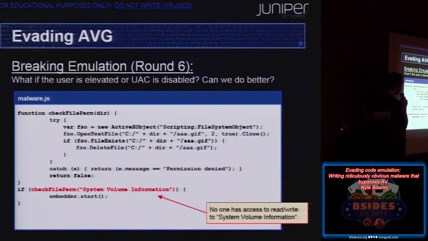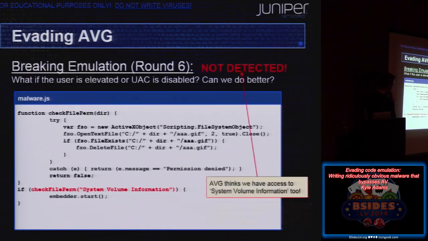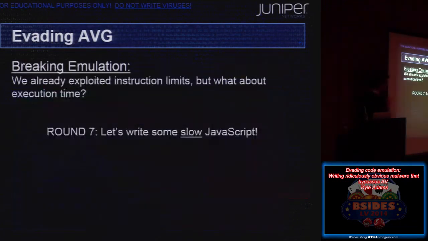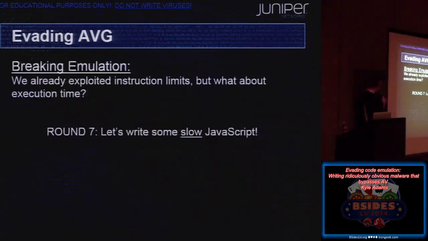So all I'm going to do here is just try to write a file to System Volume Information. And again, we expect a permission denied error. It will always give me a permission denied error, no matter what environment it runs under. And AVG still thinks I have access to System Volume Information. So we now have an evasion technique that will work on the user's desktop and through AVG, and pretty much on every Windows derivative.